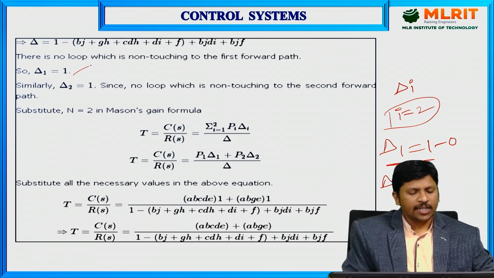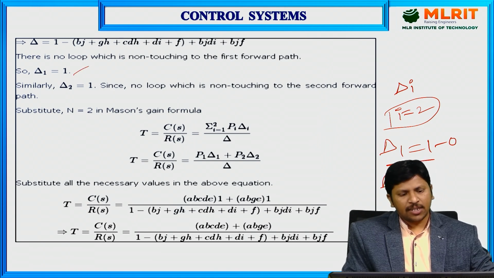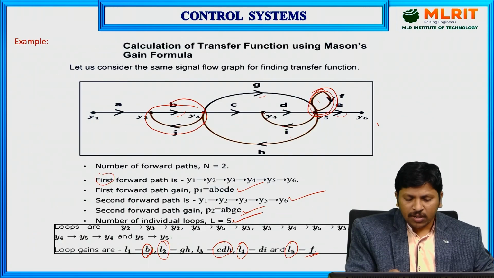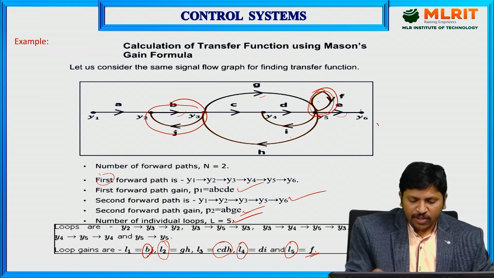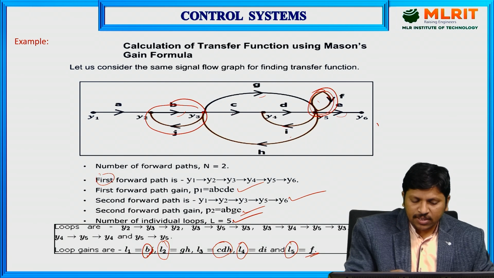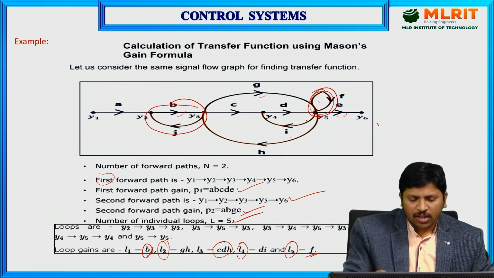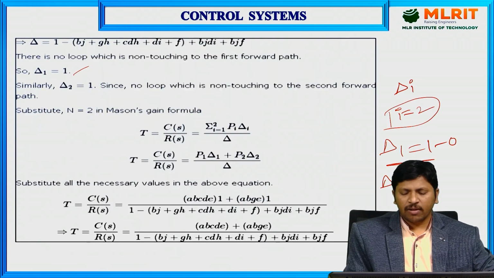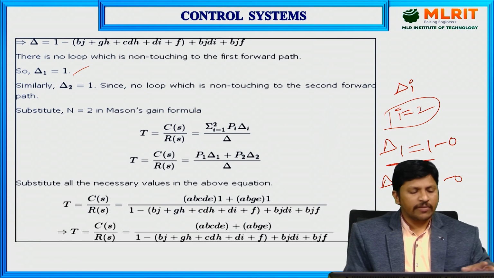And similarly we calculate delta 2. No loop is non-touching to the second forward path either. Observe the second forward path, from y1 to y6 passing through the gain g. Here there is no non-touching loop, so again delta 2 is 1 minus 0, which is nothing but 1 only. So delta 1 and delta 2 we know.